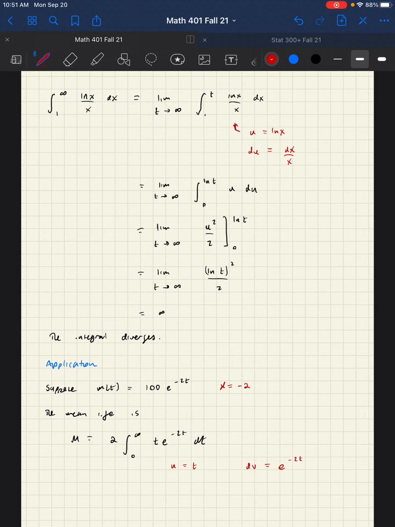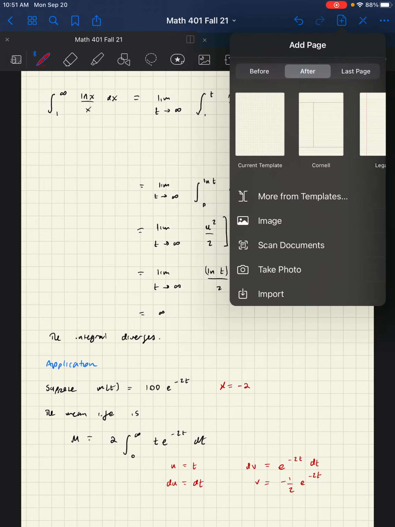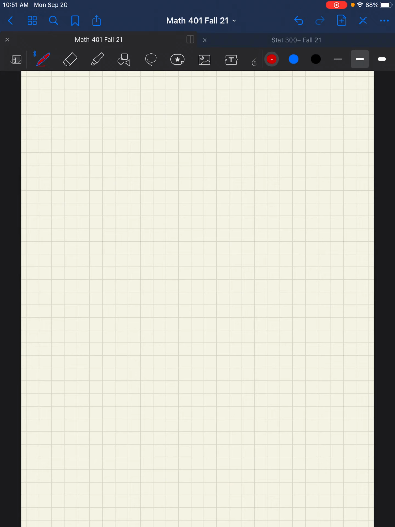Now we're using t here, which means that when we change this into the definition of the improper integral, we're going to have to use a different letter. So just be aware of that. All right, so then du equals dt. So this is not the same t that we're going to take the limit of, I guess is what I'm trying to say. v equals negative 1/2 e to the negative 2t. I guess there was a dt missing from that dv statement.